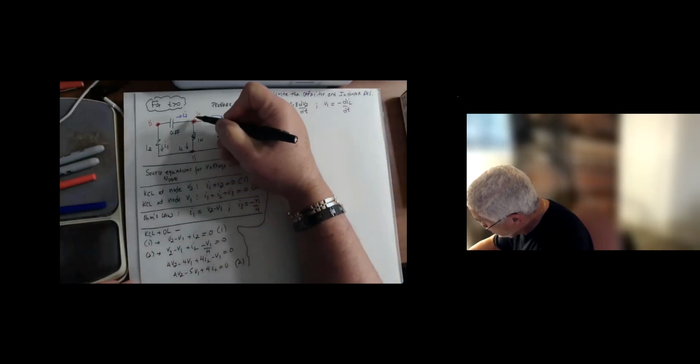And for the inductor, I have, again, V1 is equal to minus dIL dt. And the minus sign is because, again, the current is going from the reference node to V1 as opposed to V1 to the reference node for the passive sign convention. So these are the two relationships here.